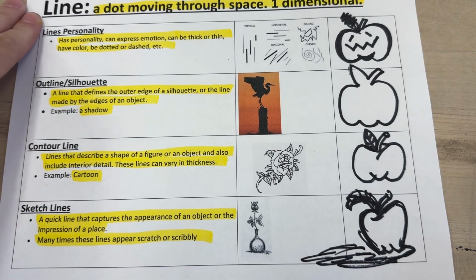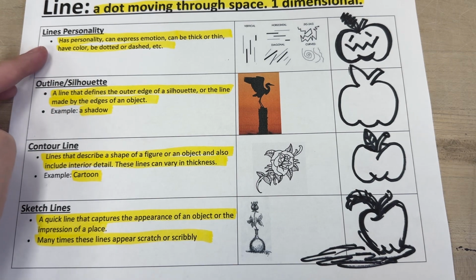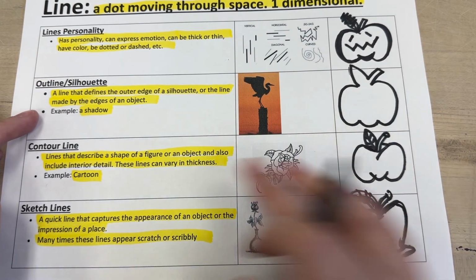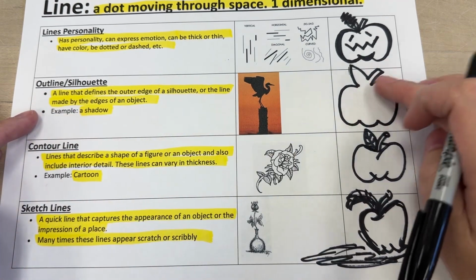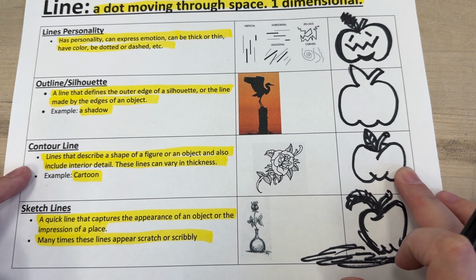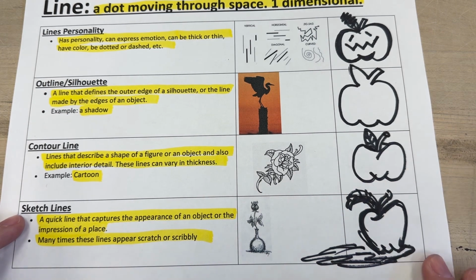So we just looked at line, right? One-dimensional, a dot moving through space. It can have personality. An outline is the outer edge of an object. The contour line is basically like a cartoon, and sketch lines are fast drawing that can occasionally look scratchy or scribbly.